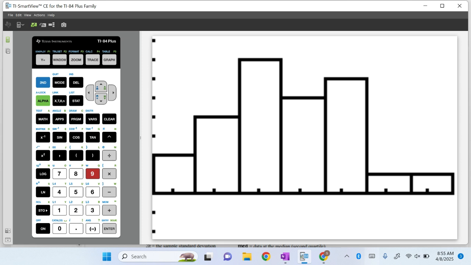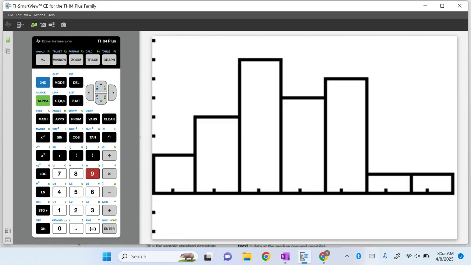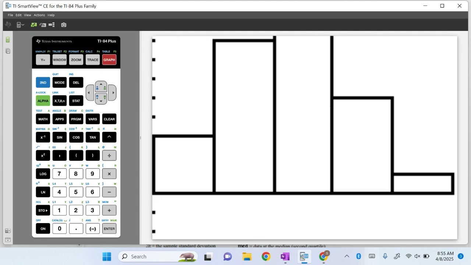Now, to make it more like ours, we can use the window controls to control the width of the bars. I'm going to hit window, go to the X scale, and say it goes up by 5. The max here is 55, so it goes from 30 to 55, going up by 5. Hit zoom 9 again. Why did it not change? Hit graph. Now that one looks more like our histogram.